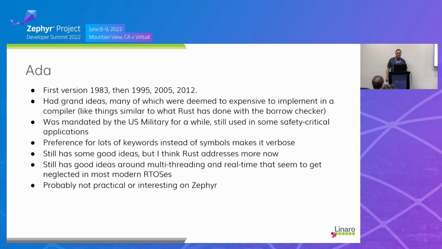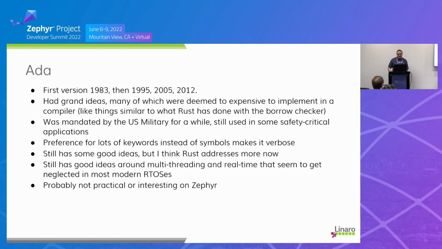So Ada, I'll go over this quickly. Ada had a lot of great ideas. There's a lot of stuff that they wanted to do in line, similar to what Rust is doing, but that was deemed too expensive to implement in a compiler. The idea of borrow checking and that kind of thing, probably it would have made compile time unbearable, and the compiler probably wouldn't have fit in memory. It's verbose, it's chatty, it's not a very pleasant language to program in unless you really like to type. And there are some great ideas, but I think Rust addresses a lot more of these now. Unless you've got some contractual obligation to use Ada, you probably would want to focus on Rust instead or something else.